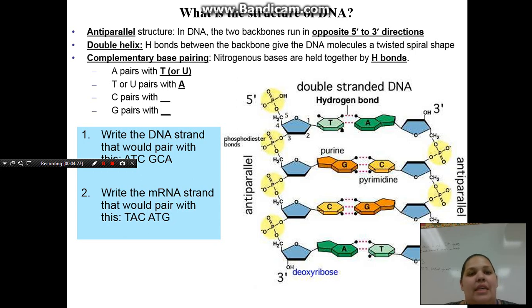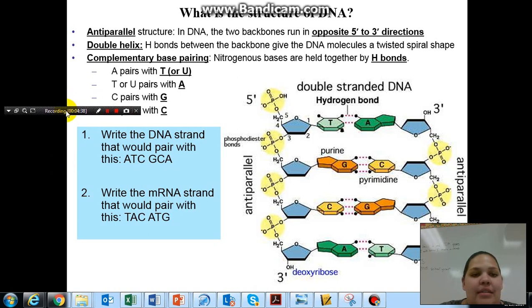There's complementary base pairing, which is where our nitrogenous bases are held together by hydrogen bonds. A pairs with T, or U for RNA. T, or U for RNA, pairs with A. C pairs with G, and G pairs with C. Go ahead and try and write the DNA complementary strand to this. And then go ahead and write the mRNA strand that would be complementary to this DNA strand. Try and write that, and then we'll go over that in class. Well, let's go ahead and move on.